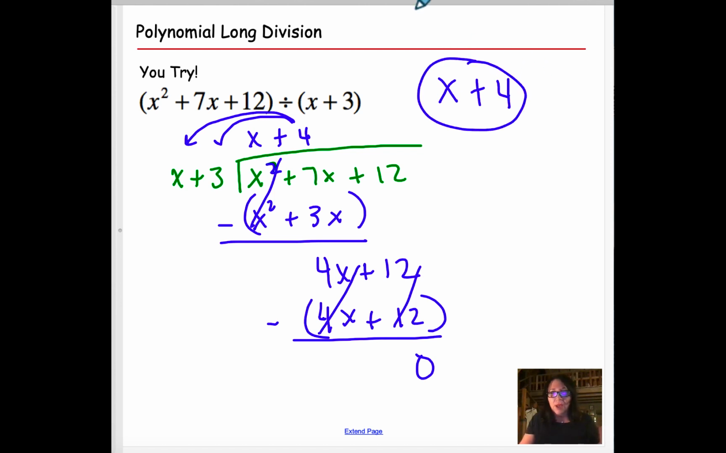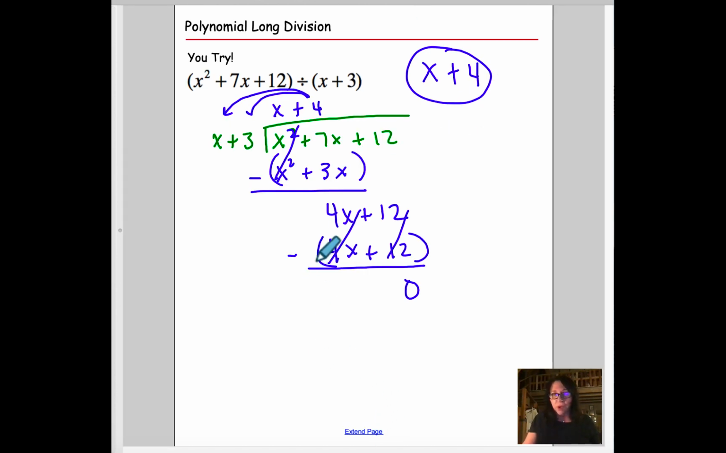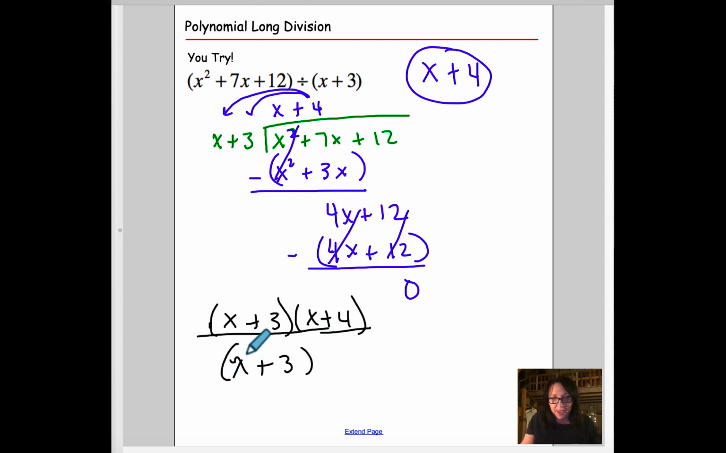Now, this works really well when this is definitely factored. Of course, you could also check your work by factoring, right? And saying, well, x plus 3, and this is x plus 4. And then x plus 3 down here. And then you're going to cancel this one term. You have to cancel as a quantity. And so your solution is x plus 4.